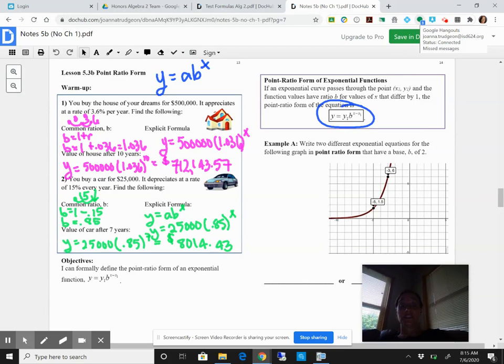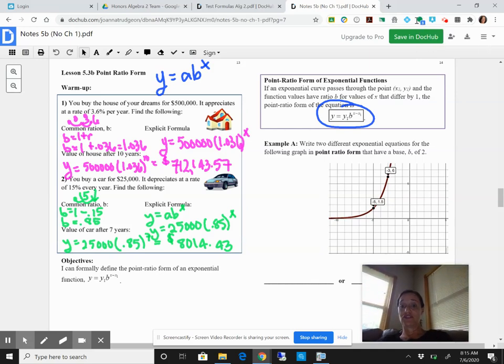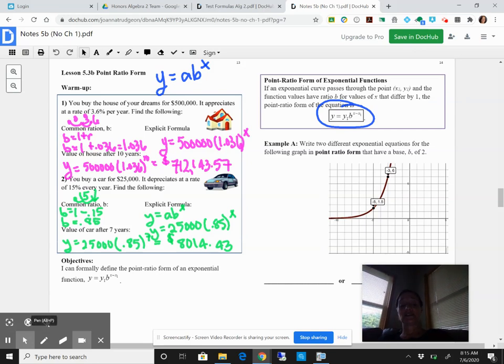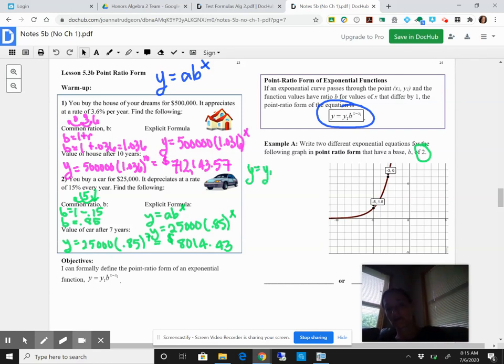So these problems here are very easy. All you do is plug in the things that it gives you. In this problem, it says write two different exponential equations for the following in point ratio form. The base is 2, so it's telling us b is 2, and we need that. y equals, I'm writing this equation, y1 b to the x minus x1. If you want to memorize an equation, then you should write it down every time you start a problem.